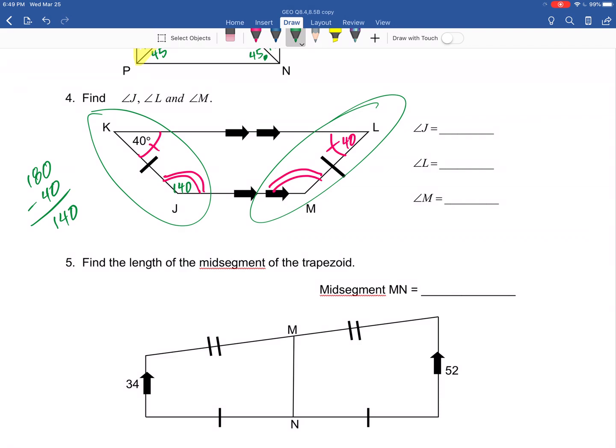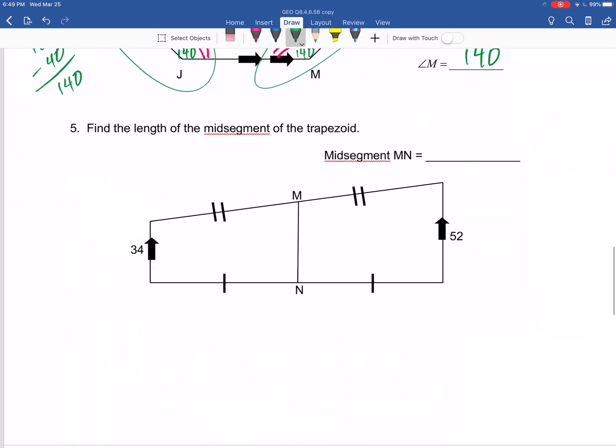140 here, 140 here. Let's put our answers. J is 140. L is 40 degrees. M is 140.